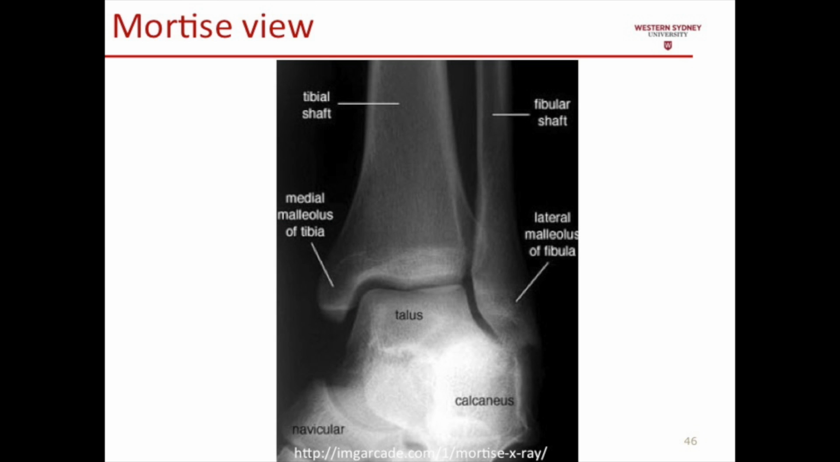In this slide, we can see a mortise view of the ankle joint. And how would you be able to determine this? Well, it really is in terms of looking for the gap between the tibia and the fibula. And generally, this clear space should be 5 millimeters or less. For your convenience, you can see the area where you would look being identified by the blue arrow.